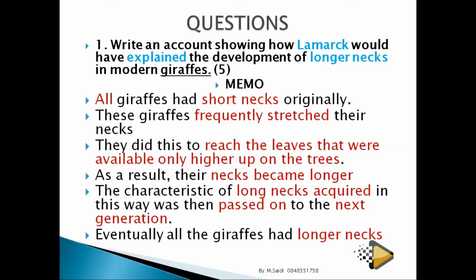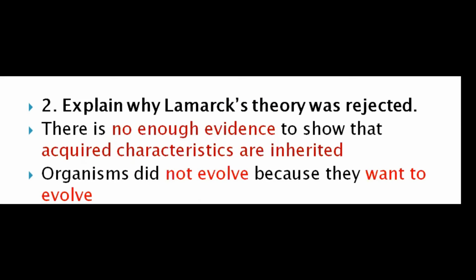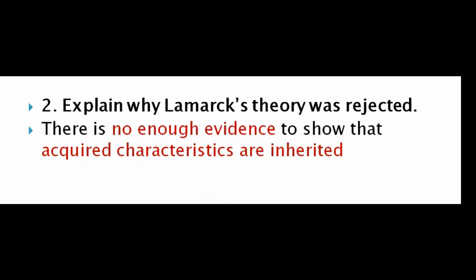But if you look at Darwin's theory, he explained it from a different angle, but there are some points which are a little bit similar. It means that Darwin used the idea of Lamarck to at least develop the theory of Darwinism using natural selection. Explain Lamarck's theory. Explain why Lamarck's theory was rejected. If you look at it, do you think Lamarck's theory is correct?